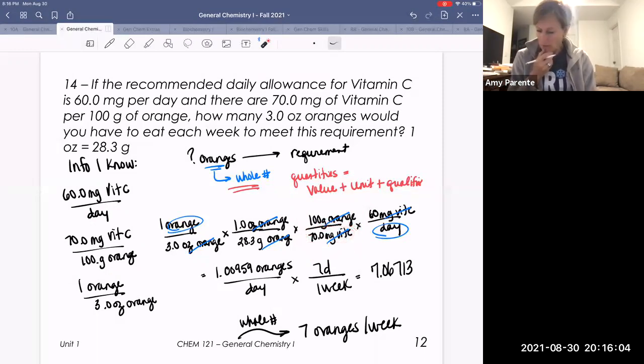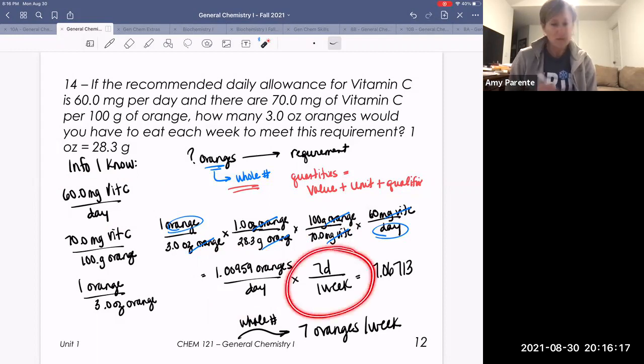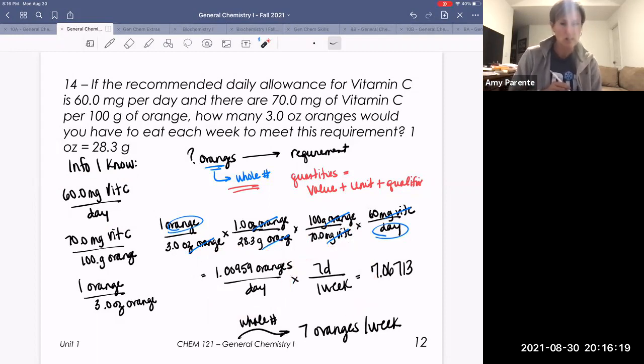I want that guy to go away. I don't want milligrams of vitamin C in my answer. Oh, look at this guy. It relates milligrams of vitamin C per day. Okay. And then this would tell me that I would have to eat this many oranges per day, but the question asks me for a week. So I need to do a little unit conversion there.